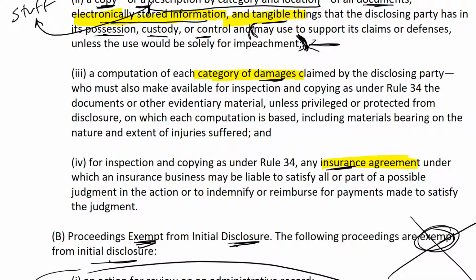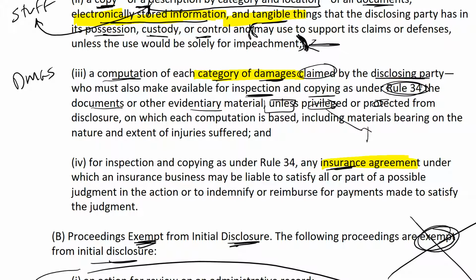I'll briefly talk about these last two categories. Computation of each category of damages claimed by the disclosing party. So we're talking damages here, right? It's going to either be by a plaintiff or by a defendant who has a claim, a defendant with a counterclaim or with a cross claim, or with a third party claim. In other words, claimants. And they also have to make available for inspection and copying under Rule 34, that's the production rule, the documents or material unless privileged or work product.